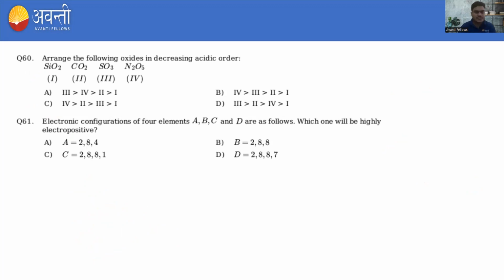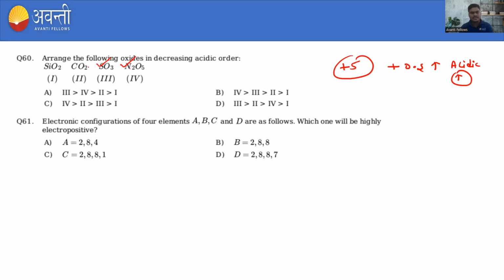They are asking to arrange the following oxides in the decreasing order of their acidic strength, right? So you have to arrange them in the decreasing order of their acidic strength. Which of the following is more acidic and which is less acidic? We know that whenever the central atom has a higher oxidation state, so if the positive oxidation state increases, acidic character also increases. Acidic character also increases. So out of these, we know which one is the highest, that is this, showing the maximum oxidation state.